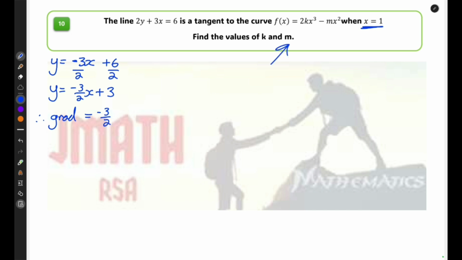So note that I'm not writing m is minus 3 over 2 because they're trying to trick me by putting another m in the question. So step 1 is now done. I have the gradient, and I know the gradient is equal to that when x is equal to 1. So very important, we are going to use that later.